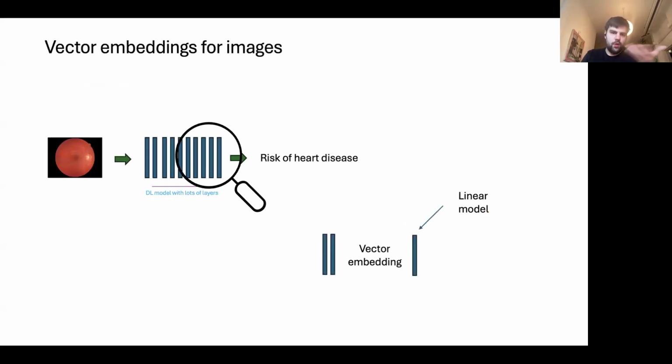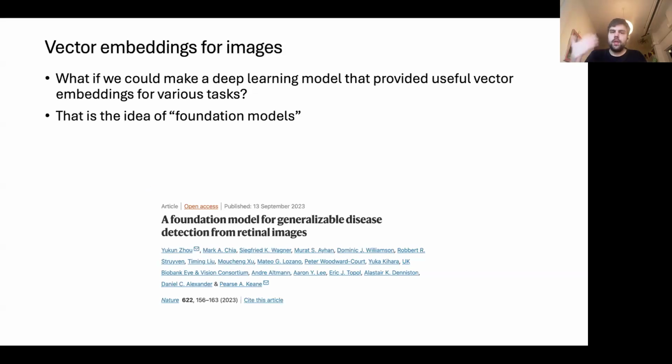And so now we know a deep learning model just gives us a vector embedding of the image. A quite natural question that arises from that is, instead of having a deep learning model for each specific task, what if we could have a deep learning model that provides a useful vector embedding that we can use for lots of different tasks? And that's just the idea of foundation models.